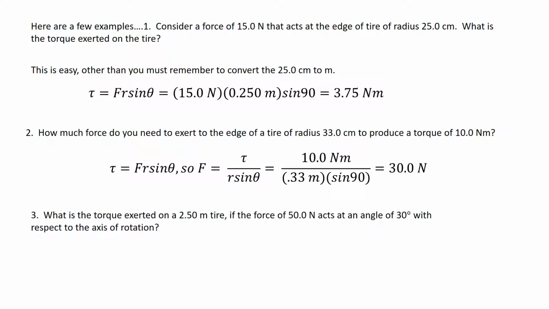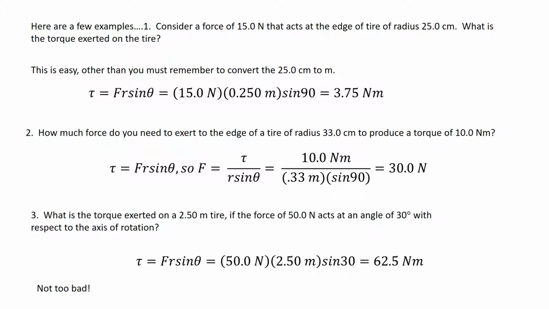What is the torque exerted on a 2.5 meter tire? That would be the radius. If the force of 50 newtons acts at an angle of 30 degrees with respect to the axis of rotation. Plug and chug again. Fr sine theta, 50.0 newtons times 2.50 meters. But now my angle isn't 90. I gave you the angle to be 30 degrees, so I put in the sine of 30. Doing all that multiplication together, I get 62.5 newton meters. Hopefully that's not too bad.